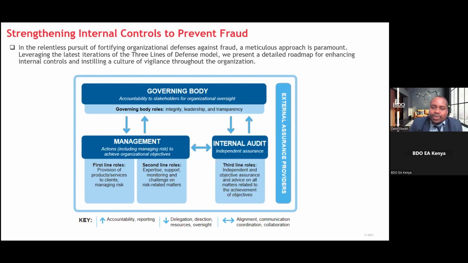So by harmonizing the efforts of all these three lines of defense and these controls, the organization can forge a very dynamic defense against fraud and make sure that fraud is first quickly detected, and two, thoroughly investigated, and three, promptly prevented, to make sure that your organization is not exposed to fraud and does not become one of the statistics.